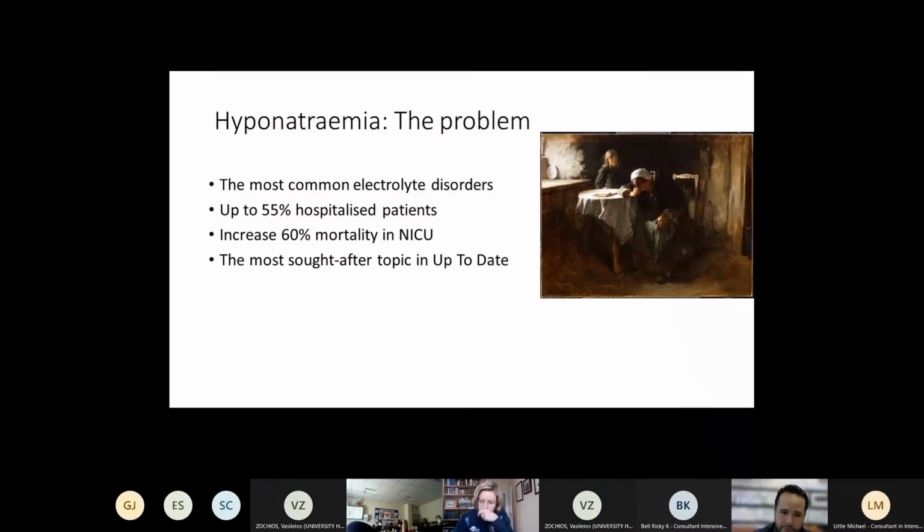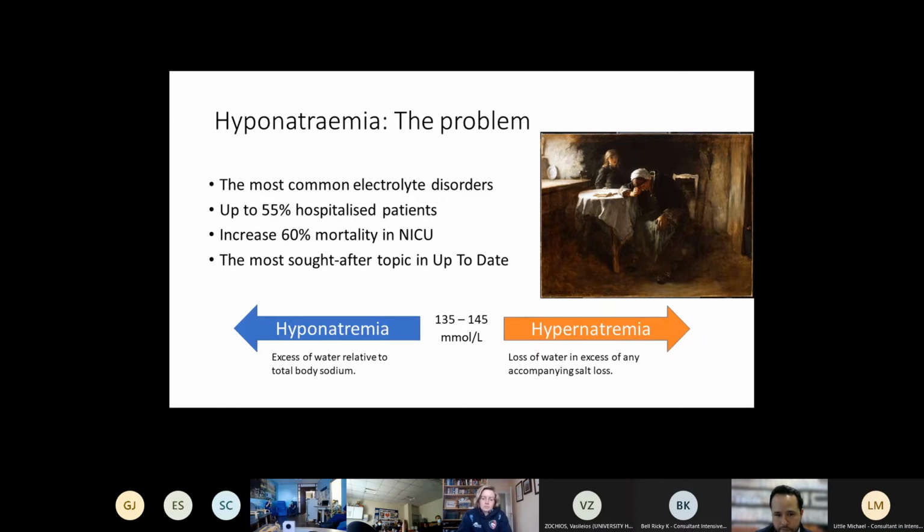Present hyponatremia at some point. In patients, for example, in neurosurgical ITU units, the mortality can be as high as 60% in people who present hyponatremia. Everyone is aware of this problem because it is the most sort of topic in UpToDate. So it is a headache for many doctors, as we will see.